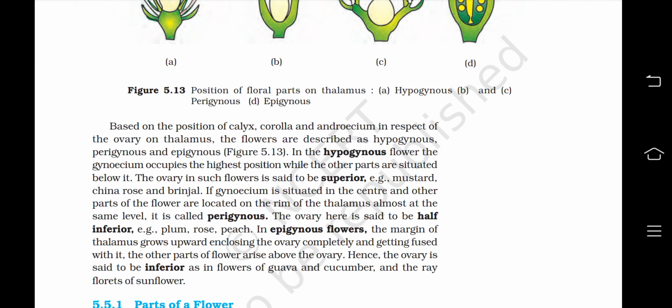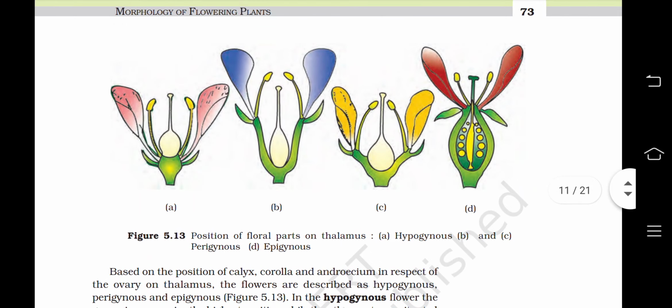Let's look at the diagram 5.13, in which A is a type of hypogynous flower diagram. B and C are a kind of perigynous diagram, and D is of the epigynous. So in A, the ovary is superior. In B and C, the ovary is half inferior, and in D, the ovary is inferior.